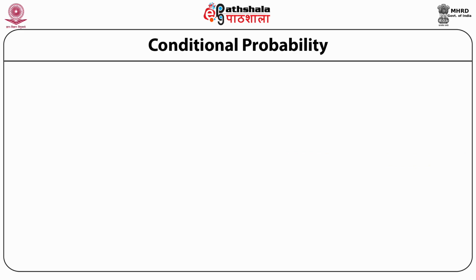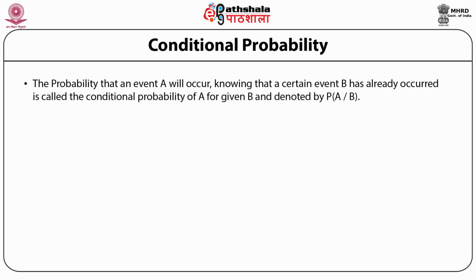Conditional probability. Now we will consider conditional probability. The probability that an event A will occur knowing that a certain event B has already occurred is called the conditional probability of A given B and is denoted by P(A|B). This is the probability of A intersection B divided by the probability of B. And the probability of B when A has already occurred is denoted as the probability of A intersection B divided by the probability of A.